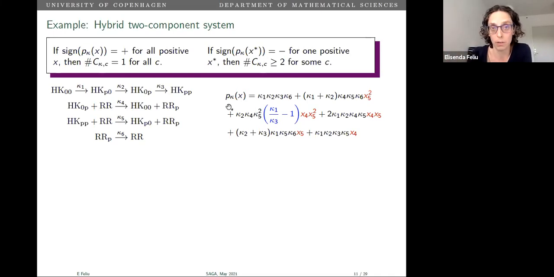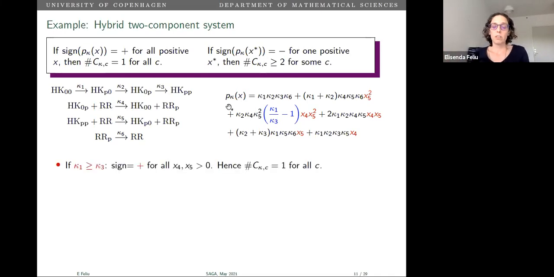And now we need to understand when this polynomial is always positive over the positive orthant, or when it can attain negative values. So first observe all coefficients are positive except this one, right? So if this coefficient is also positive, there is no way I can make this polynomial negative, right? So if this holds, then the polynomial is positive. I go up here, there is 1 point in my set for any C.